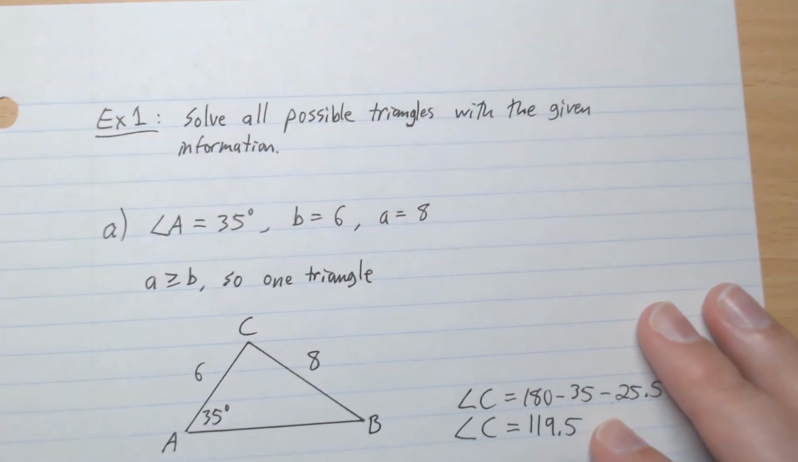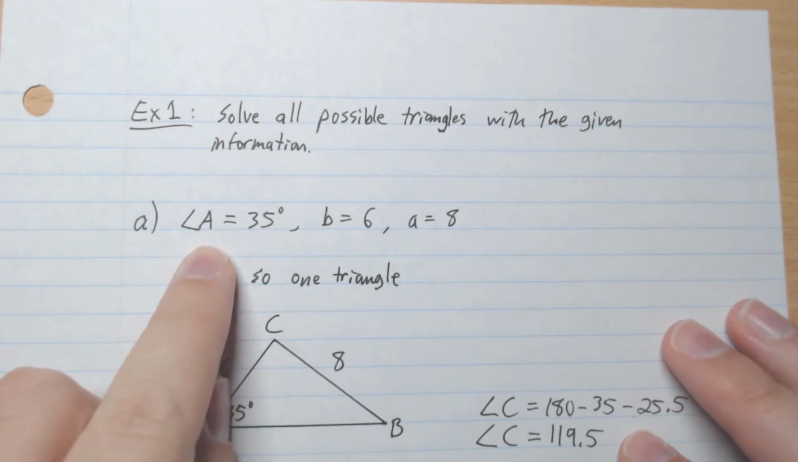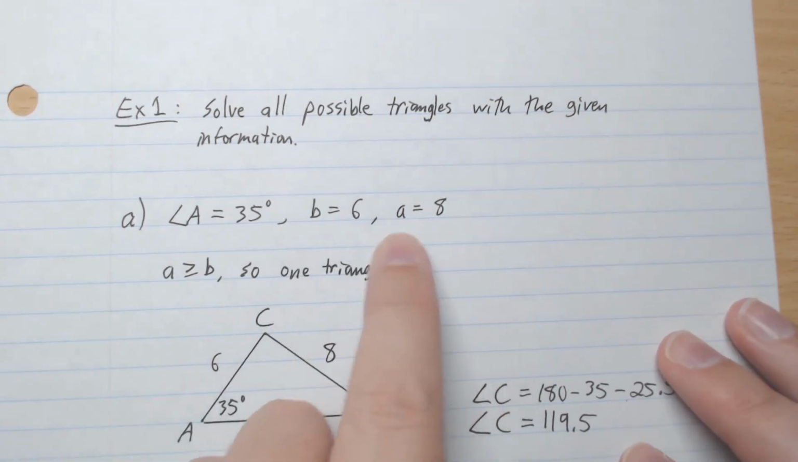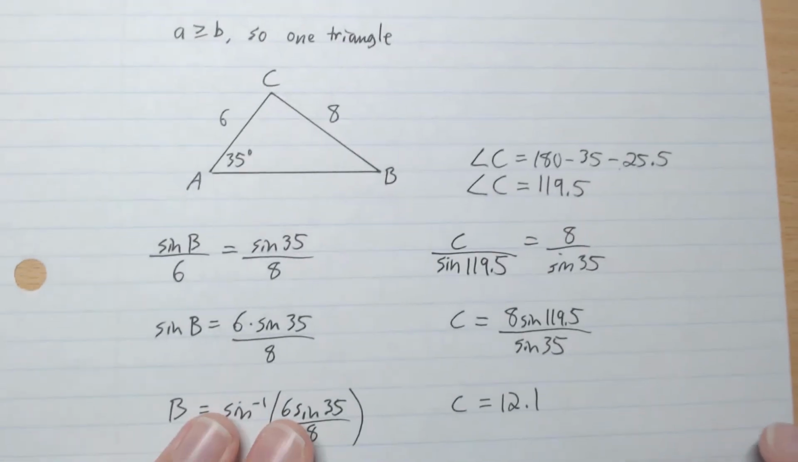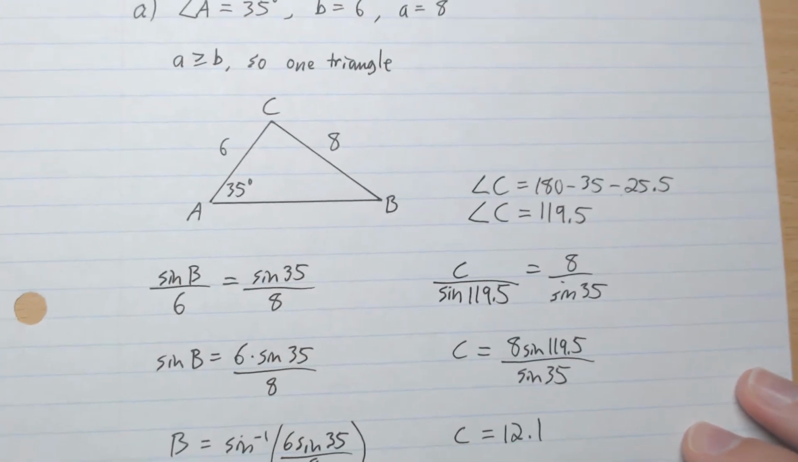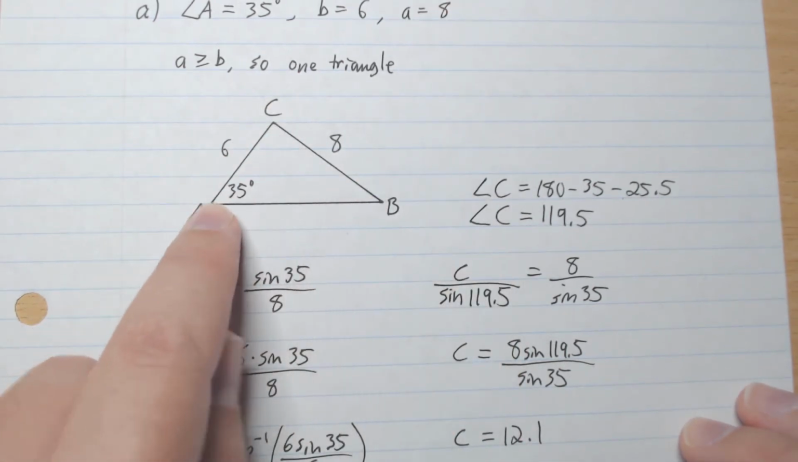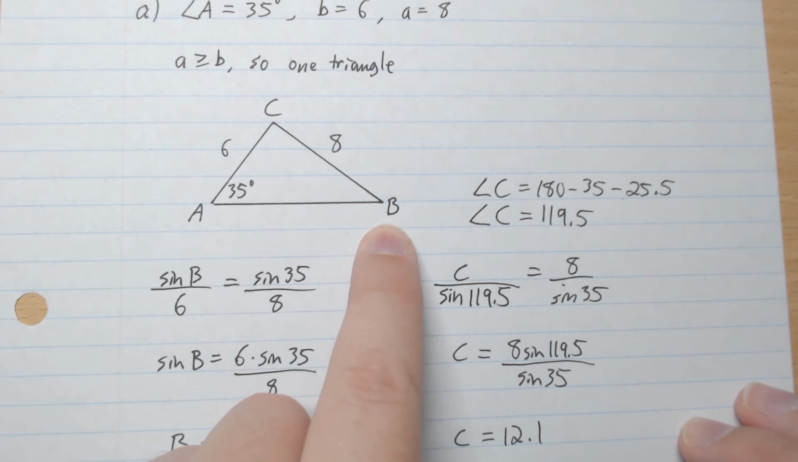Okay, example 1. Solve all possible triangles with the given information. Here we have angle A 35, side B is 6, side A is 8. We notice that A is greater than or equal to B, so this gives one triangle. So we're going to draw a triangle like this. Angle 35, side A is 8, and then side B is 6, like that.